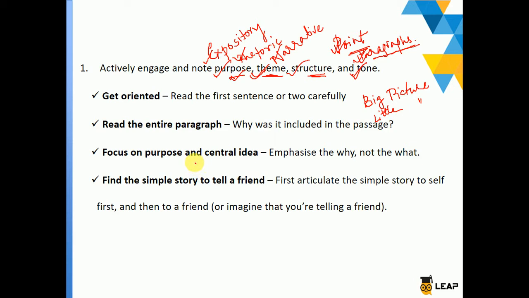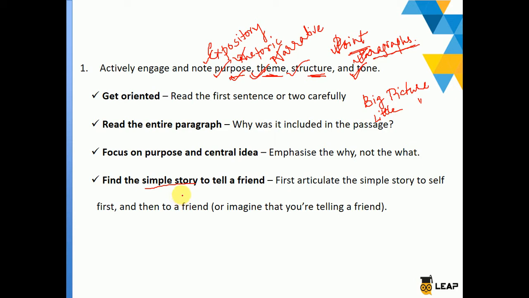All you need to do is notice where they are positioned and why they have been positioned the way they have been positioned. Alright? Last point is find a simple story to tell a friend. Now, this is a common point that is mentioned in a lot of test prep books. The simple story is nothing but the shortest conclusion, the shortest summary that you can make of the passage.